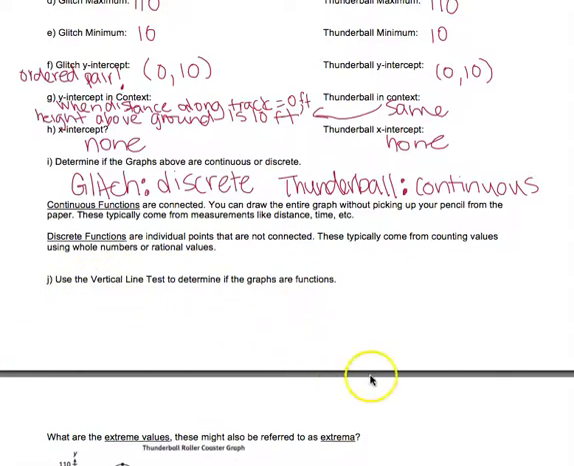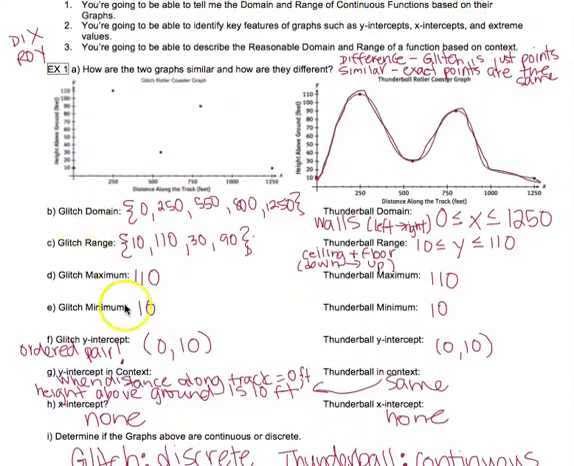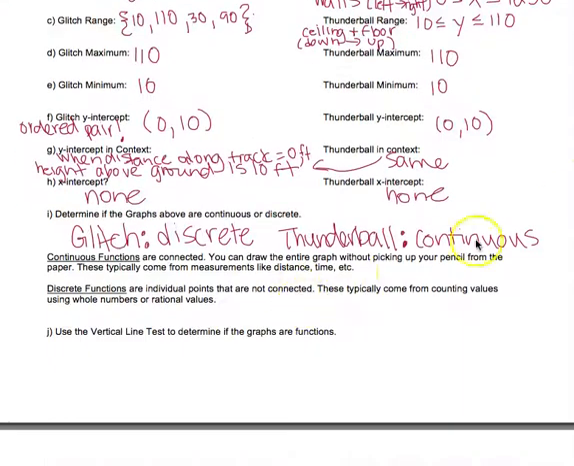Part J, use the vertical line test to determine if the graphs are functions. So we did the vertical line test in previous lessons. So if I draw a vertical line here, there are never any two dots that it's going to touch. So the glitch is a function.